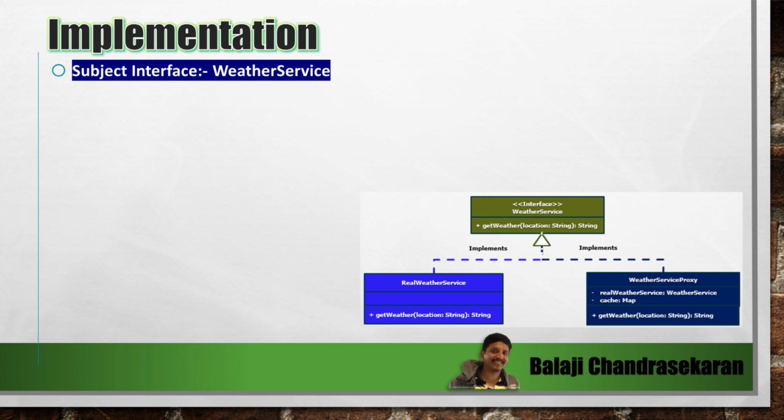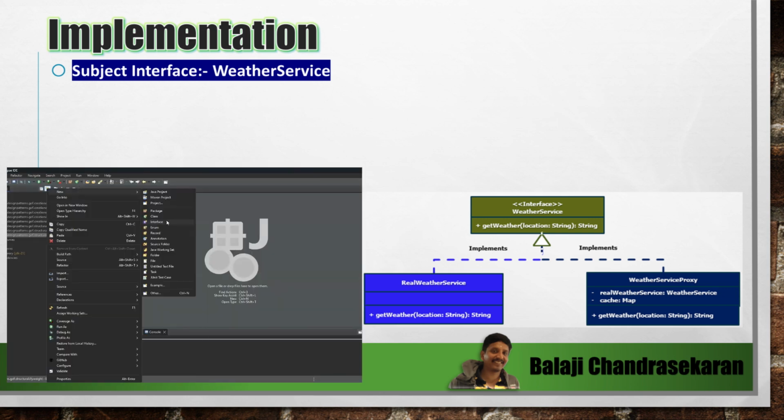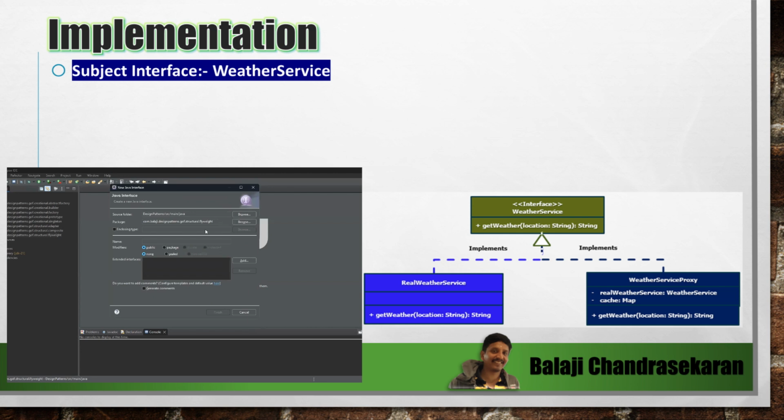The following are the key concepts of the proxy pattern. Subject interface: an interface that defines the common operations for both the real object and the proxy. For example, a weather data service retrieves weather information from a remote server. Fetching this data is resource intensive. A caching proxy can store the results and serve them for repeated requests within a short time frame. The WeatherService interface declares the getWeather method that both the real service and the proxy will implement.